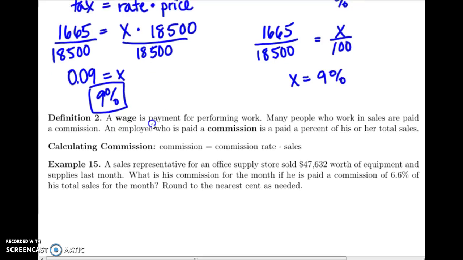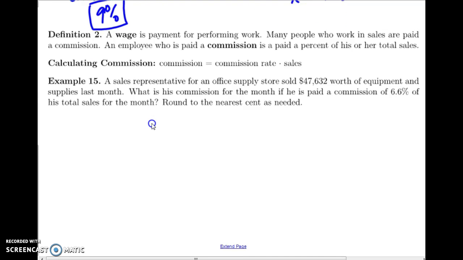Okay, commission. So I think you guys know what a wage is, obviously. Payment you get for work. Now, a lot of people get paid on a commission. Maybe that's part of their wages. Maybe it's their only wages. Like salespeople, car salespeople, you often think about them getting some kind of commission. So this is just a percent of how much they actually sell. And the way you calculate it is exactly the same as calculating sales tax. You multiply your commission rate as a decimal times your total sales.